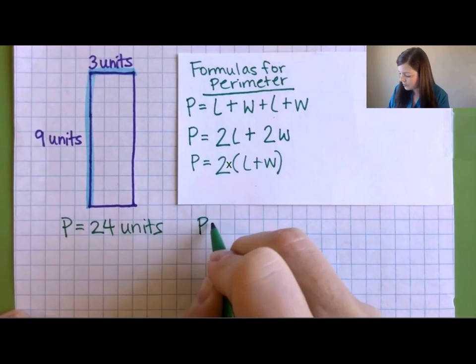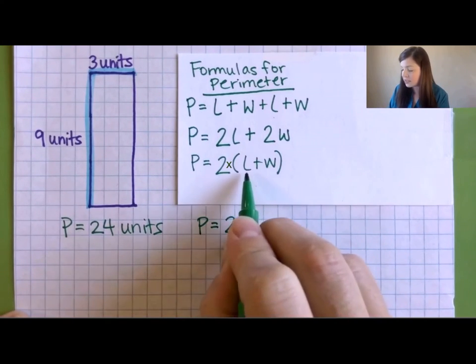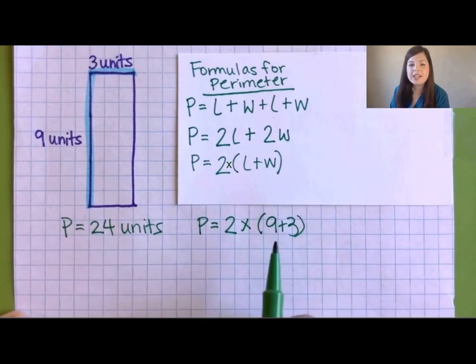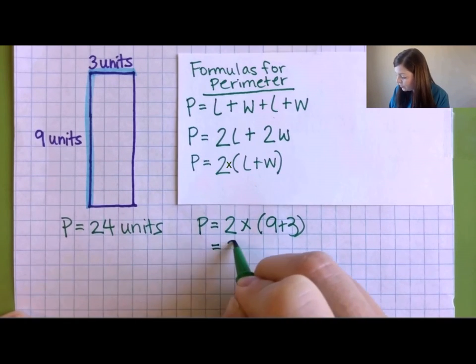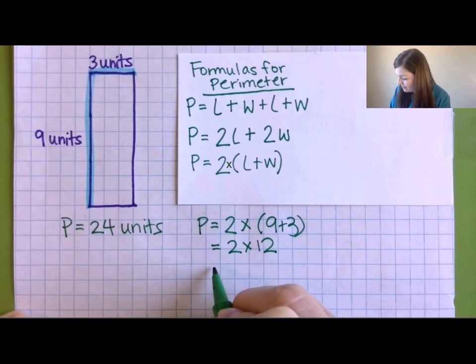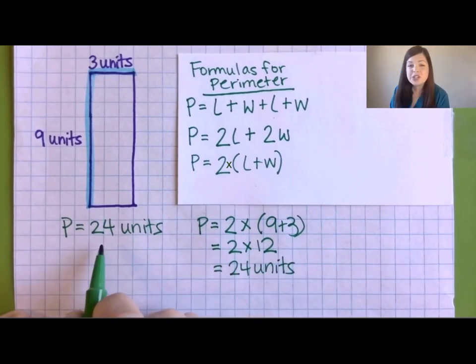So to use this formula, we will be finding 2 times the length plus the width, so 9 plus 3. What is the length plus the width of this rectangle? It's 12. So 2 times 12, double 12 units, or 2 times 12 units equals 24 units, which is what we found here.